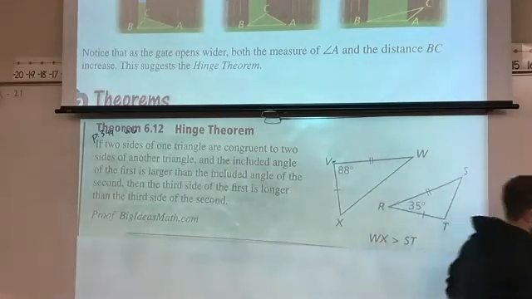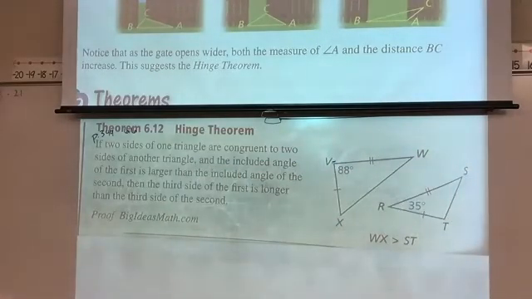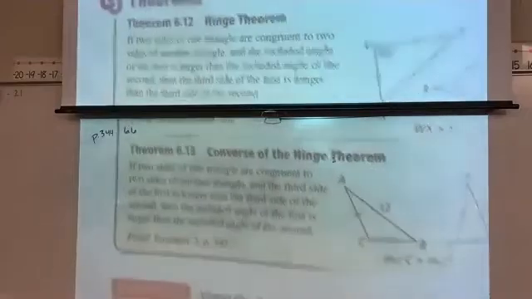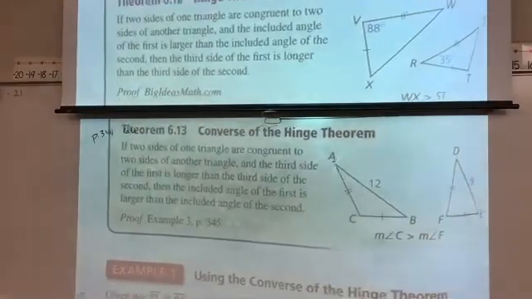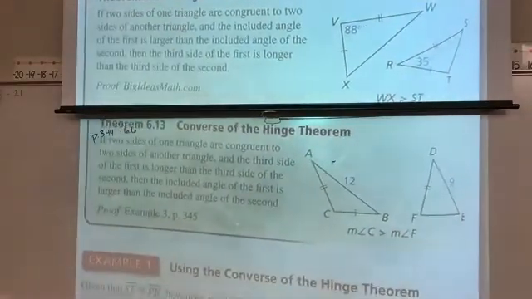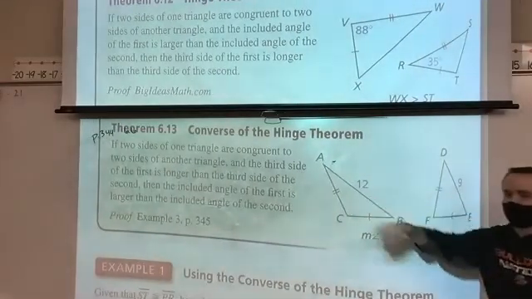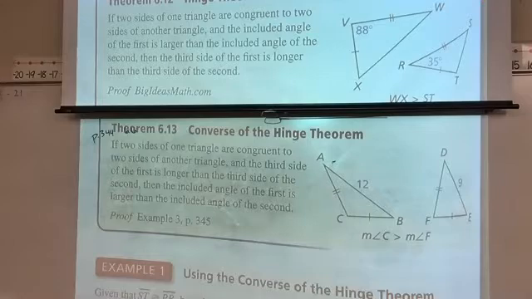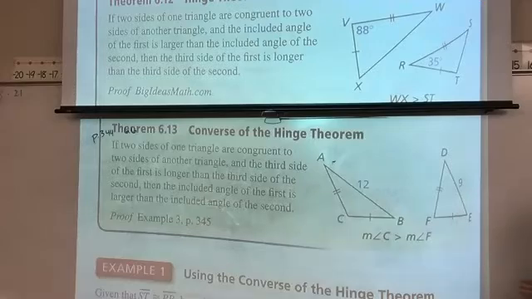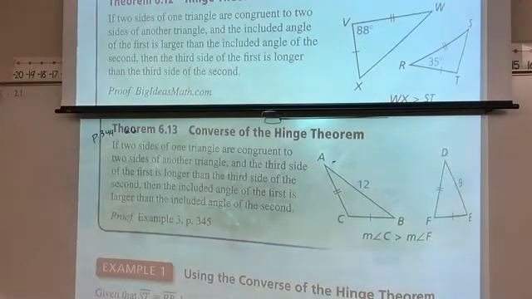The converse is also true. So we have a converse of the hinge theorem as well. The same setup has to be there though. The same setup is there where we've got two pairs of congruent sides. So still two pairs of congruent sides. That does not change. The setup is the exact same. The difference here is now we know information about the third side. We know the lengths of the third side. Now we can say something about that included angle. So that's where the converse comes in.